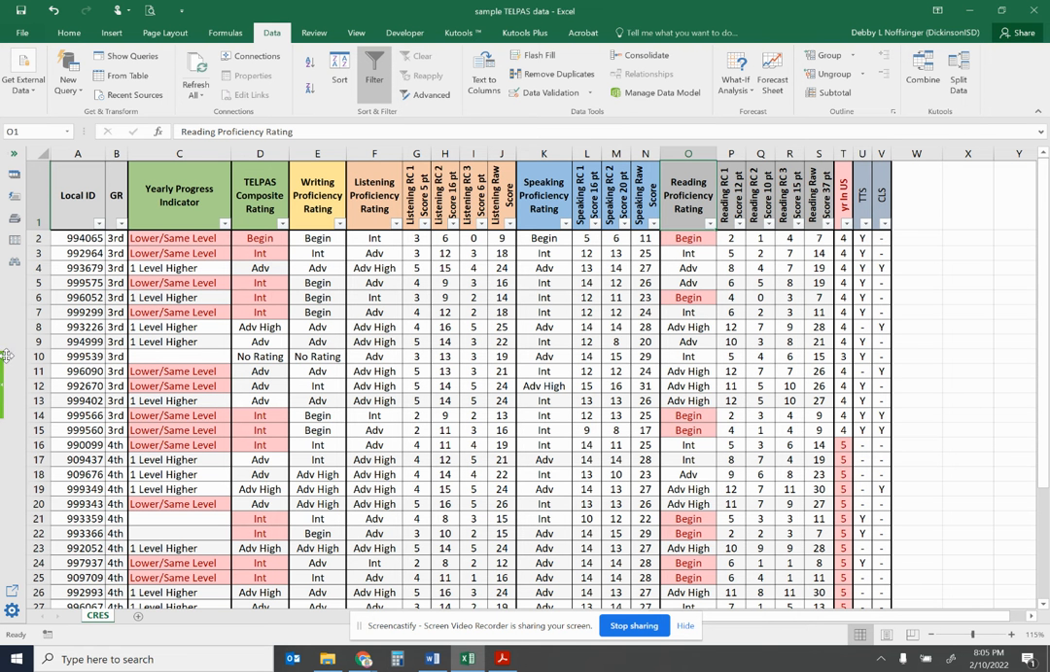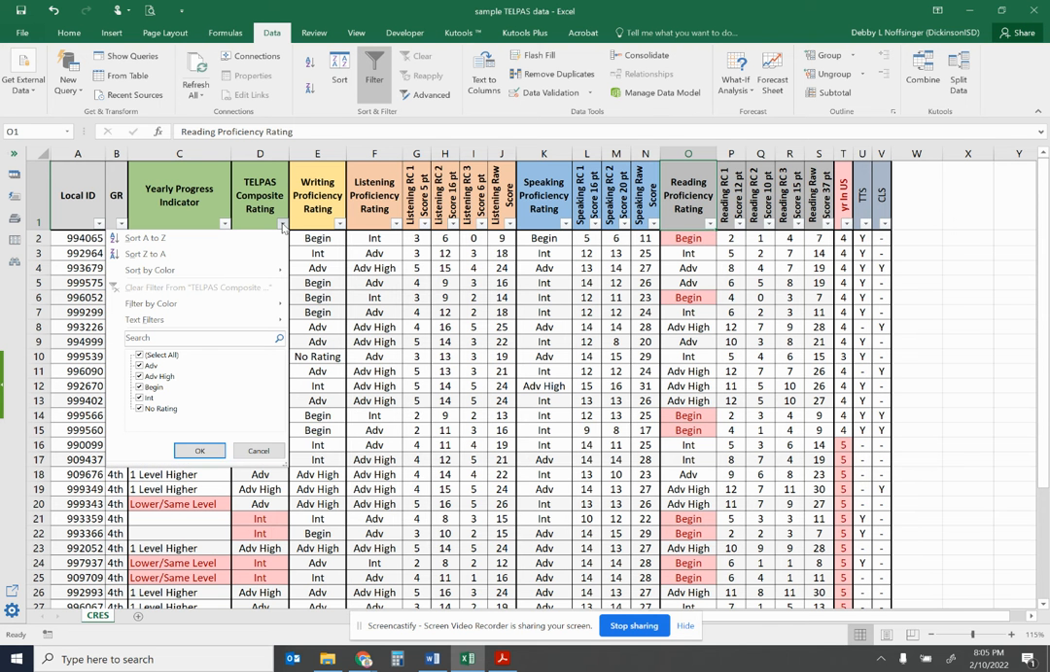All right, the next thing that we want to look at is those students who are at advanced high for their composite score.